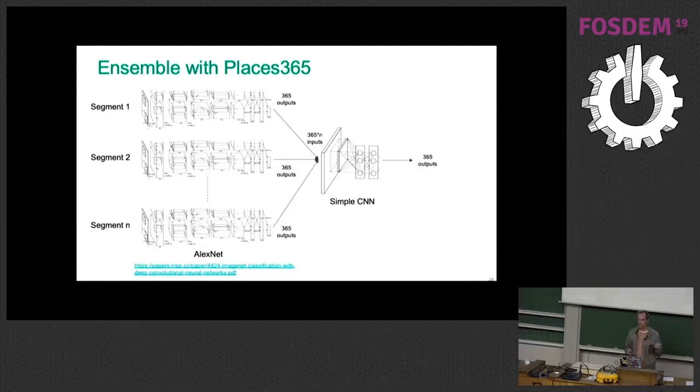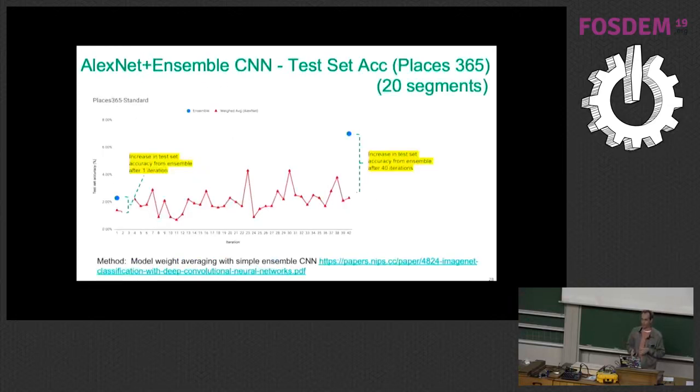Last example I want to show is on an ensemble. So what we did is we took this convolutional neural net, we ran it on each of the worker nodes, and instead of averaging the result of those, we fed that into another CNN, which is a very, very simple CNN, to see what the effect of ensembling these models is.